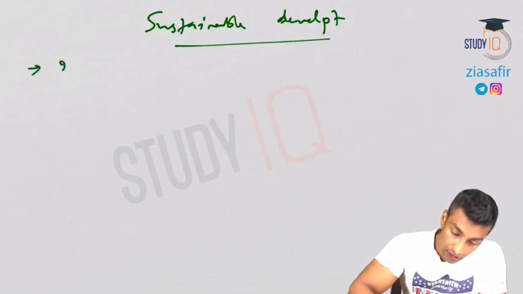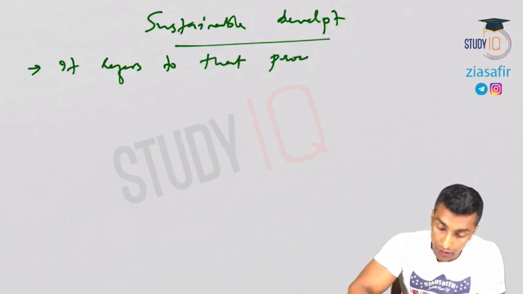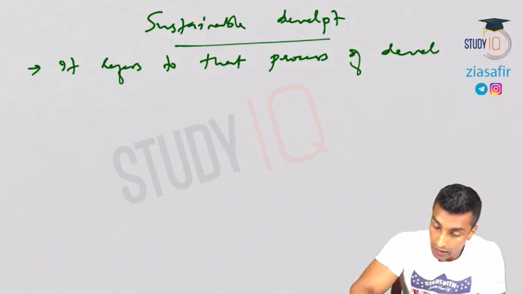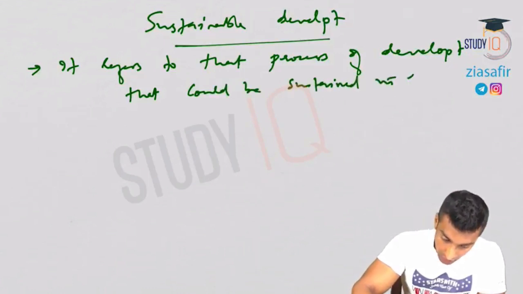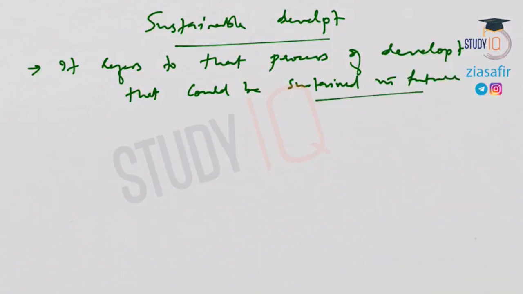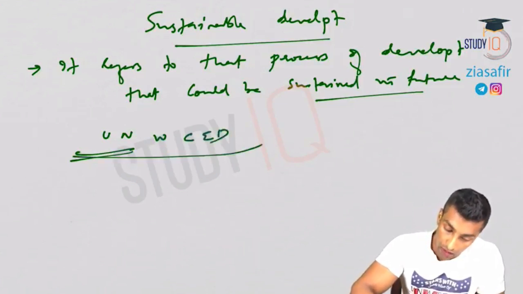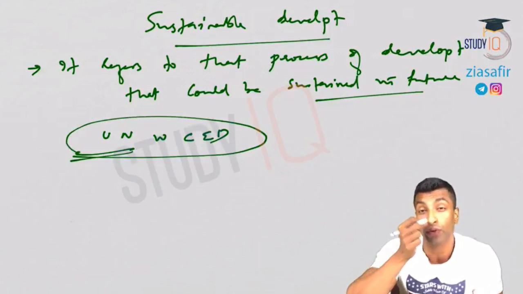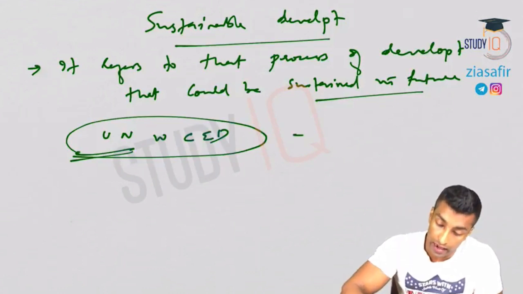So let me write that. It refers to that process of development that could be sustained in future. See, there is a very famous definition which is given by the UN World Commission on Environment and Development, UNWCED, which was headed by, or the chairman was Brundtland, very famous and known as the Brundtland Commission, in 1987.